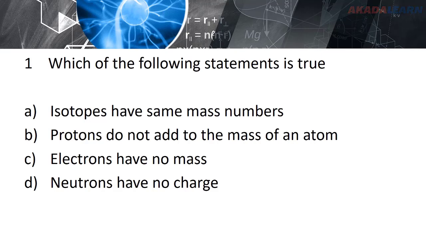Question 1. Which of the following statements is true? A. Isotopes have the same mass numbers. B. Protons do not add to the mass of an atom. C. Electrons have no mass. D. Neutrons have no charge.